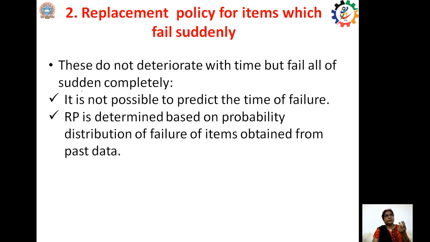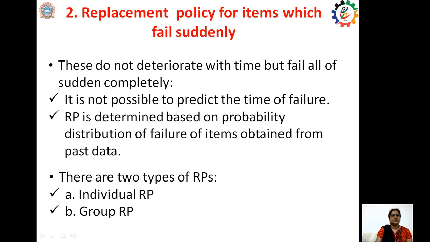Today we have got a new bulb, tomorrow it may fail. After 1 month it may fail. After 1 year it may fail. After 5 years it may fail. We don't know. RP stands for replacement policy, which is determined based on the probability distribution of failure of items obtained from past data. You have the past data about that item. You extract the probability distribution and apply it for current and future items.